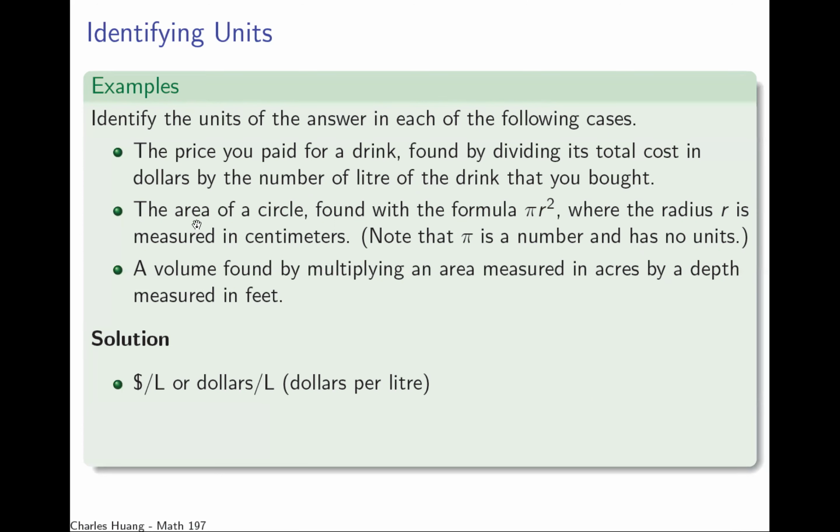For the second example, if I'm looking for the area of a circle, we're going to take the radius and multiply it by itself. Pi doesn't have units, so we don't have to worry about it. If I take the radius multiplied by the radius, I will have centimeters times centimeters, or square centimeters.